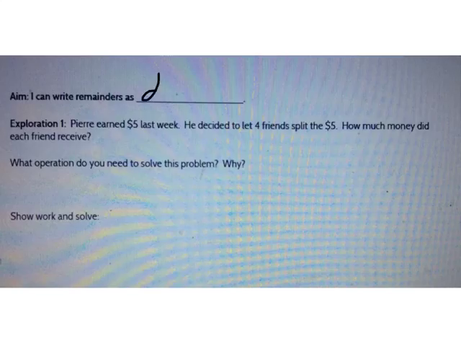Today we're going to learn to write remainders as decimals. Fill that in on your paper. Pierre earned $5 last week. He decided to let 4 friends split the $5. How much money did each friend receive? First, what operation would I use to solve this problem and why? Write your answer on your paper and choose the right multiple choice answer on the computer.